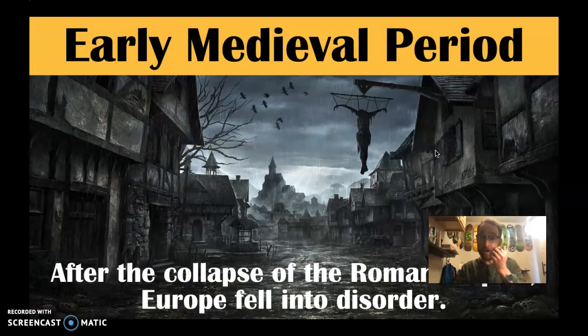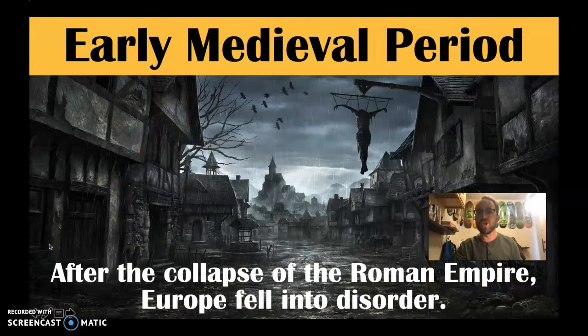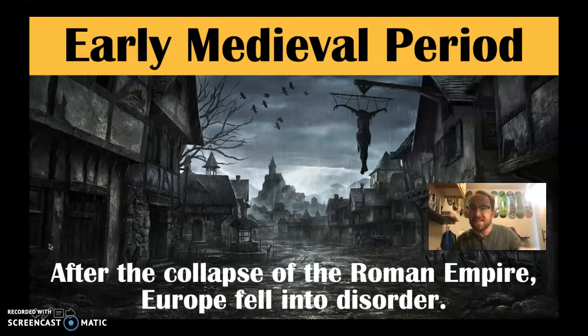Now, like we talked about on Monday, this period of history is known as the early medieval period, also known as the Dark Ages. After the collapse of the Roman Empire, Europe falls into major disorder. This picture you see here is an example of what a typical medieval European town might actually look like. Now, how did we get to this point? How did things get so bad in Europe?